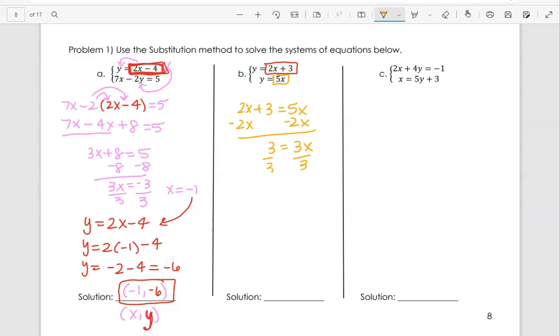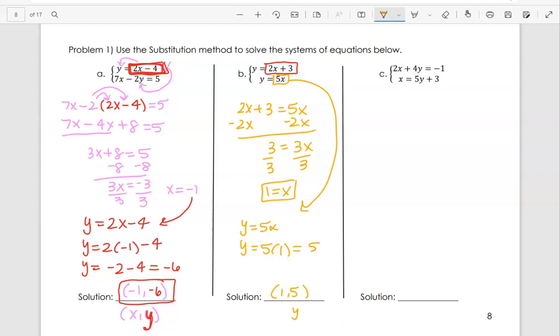Solve for that x. So now I know x equals 1. I still need to find the y. I can pick either of these equations. It doesn't matter. This one might be easier, right? So I'm going to do y equals 5 times x. Well, now I know x is 1. So 5 times 1 gives me 5.